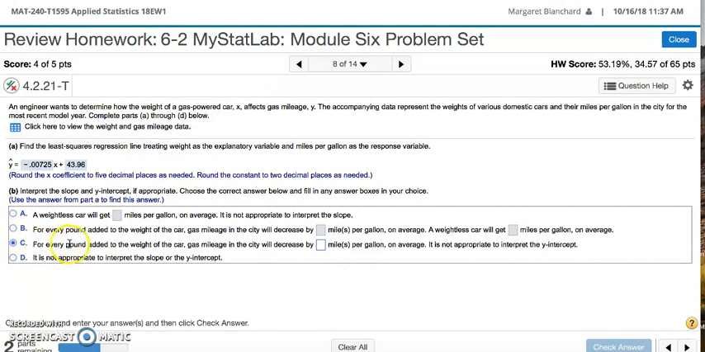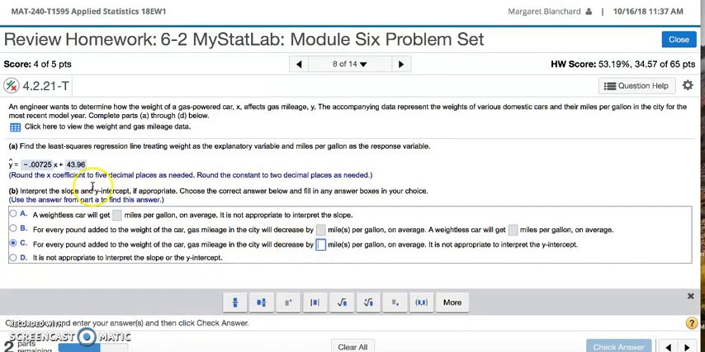So for part C, we have for every pound added to the weight of the car, that's our X unit, gas mileage in the city will decrease by, and that's where we go to look at our slope. Remember, the interpretation of our slope is for every unit increase of X, what happens to the Y variable? In this case, it's going to decrease. Now that means that we don't need to include the negative with our answer. If it just said it's going to increase a certain amount, then you would say negative. But in this case, it's saying it's already going to decrease some miles per gallon. So in this case, we're just going to put 0.00725.